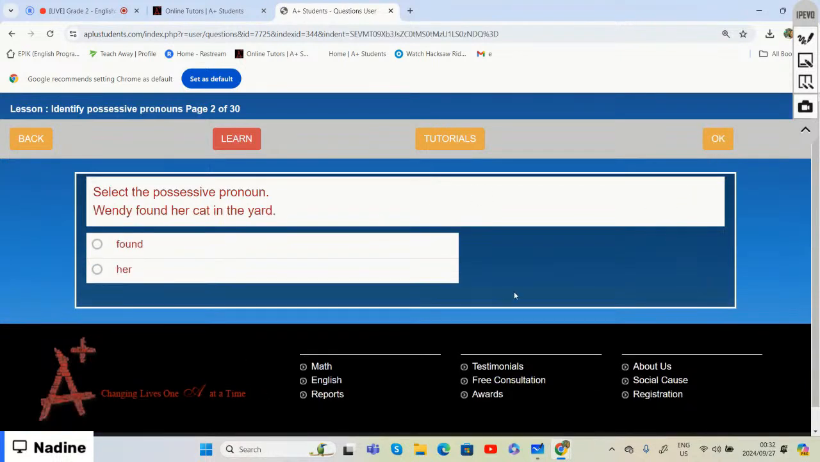Your is correct. The next one says Wendy found her cat in the yard. So Wendy found her cat in the yard. What is the possessive pronoun? Is it found, option one, or her, option two? Which one is correct? Option one or option two?